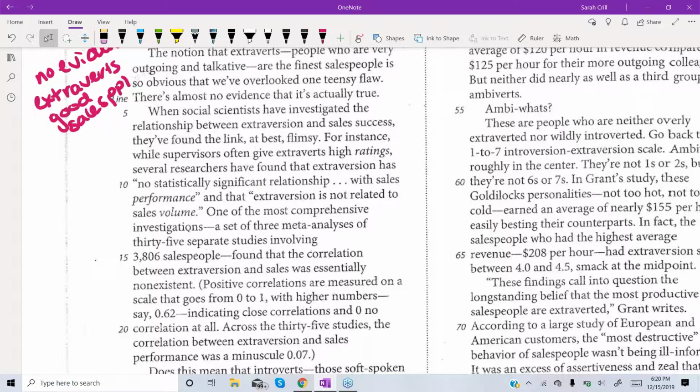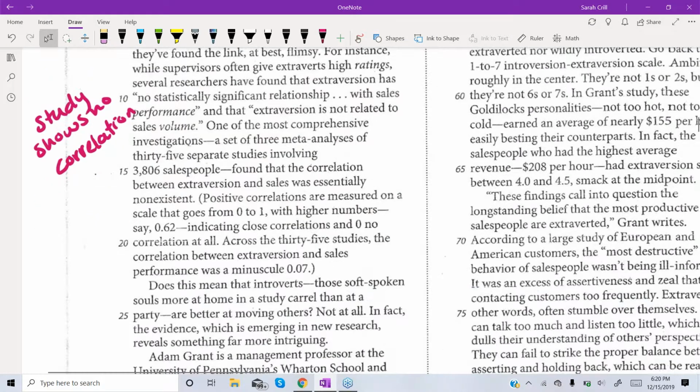So I would say for this paragraph, study shows no correlation. So this is the actual evidence behind the claim that they made in the first paragraph. All right, so let's move on to the next one.